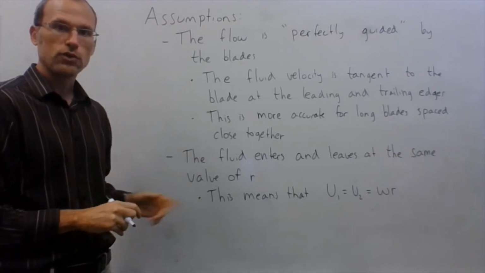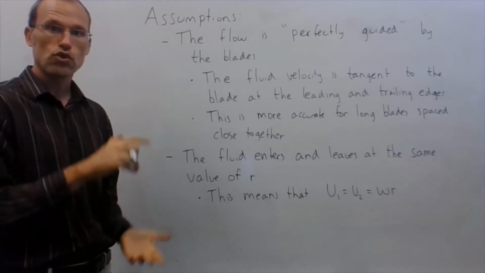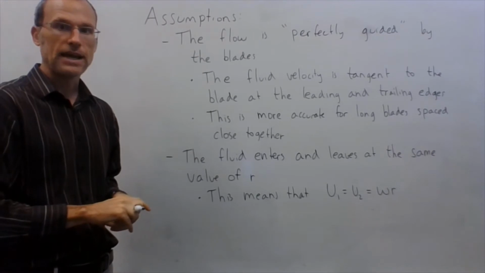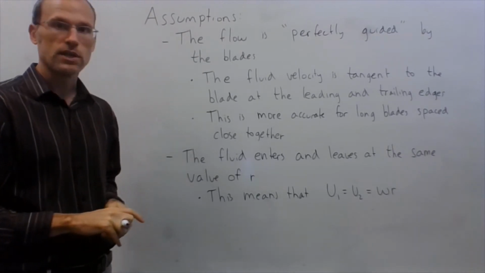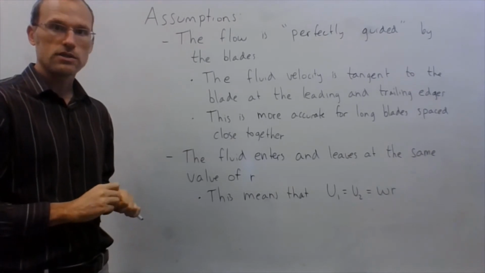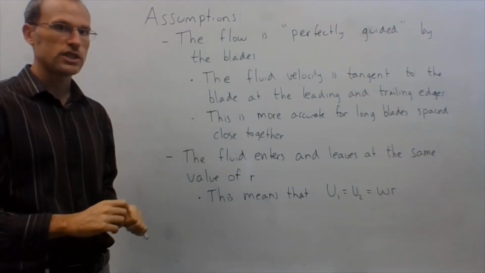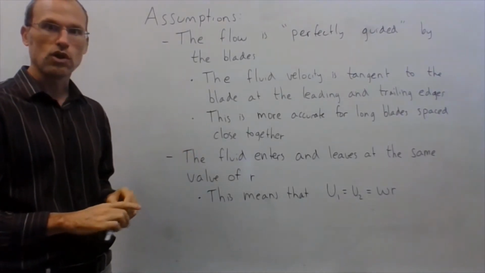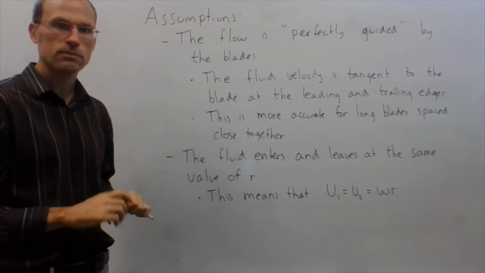The other one is that the fluid enters and leaves at the same radial coordinates, so at the same distance away from the axis of rotation, where it comes in and goes out. These assumptions aren't necessarily true for real turbo machines, but they're, again, generally a pretty good approximation, especially if we have long blades that are pretty close together.